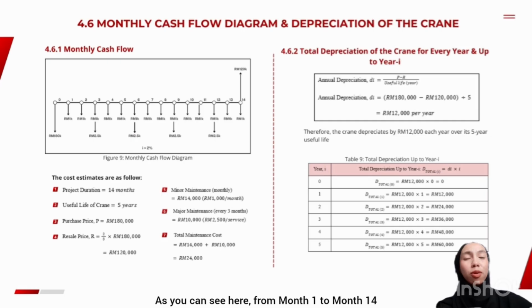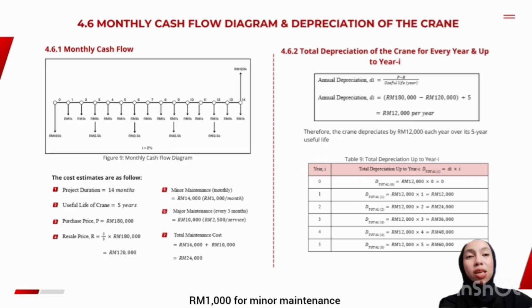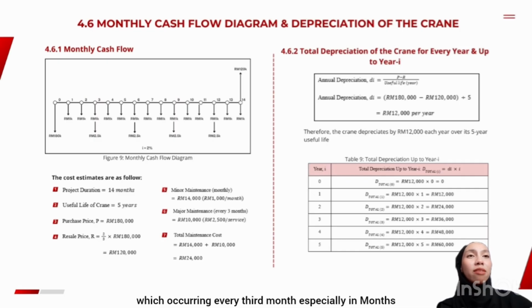As you can see here, from month 1 to month 14, there are repetitive monthly expenses: 1,000 ringgit for minor maintenance which occurs every month, and 2,500 ringgit for major maintenance which occurs every third month, specifically in months 3, 6, 9 and 12.